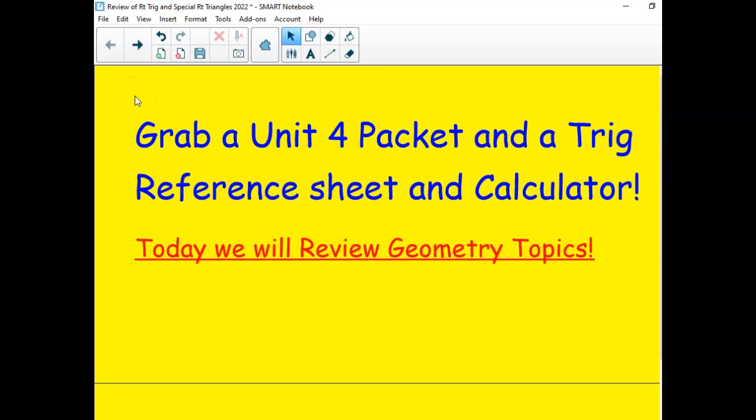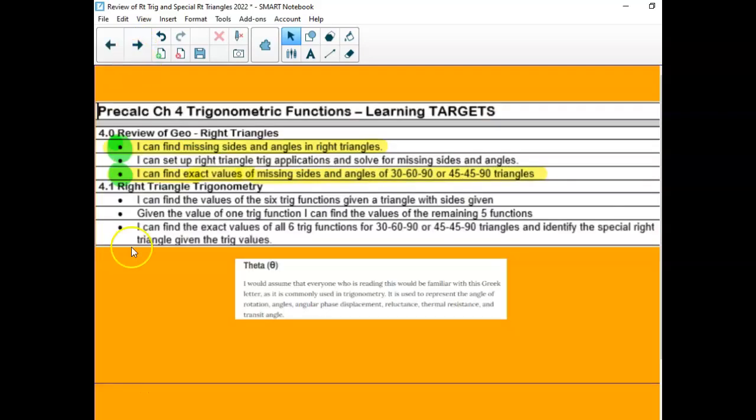All right, guys, so new packet and trig, and I need a calculator. Our learning targets today are very simple. It's simplistic in that there's just these two that are part of 4.0. The learning targets are all listed, I think, inside the front cover of your packet. The first one says, I can find missing sides and angles in right triangles. And then I can find exact values of missing sides and angles of 30, 60, 90, or 45, 45, 90 triangles.